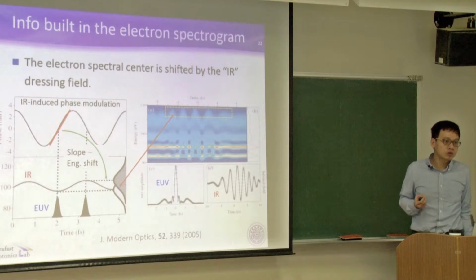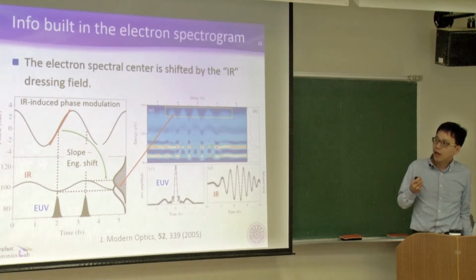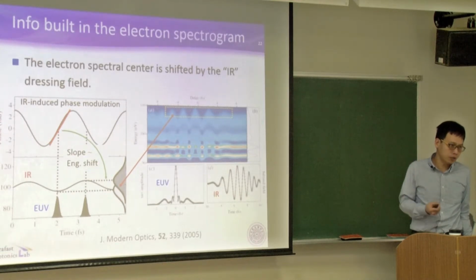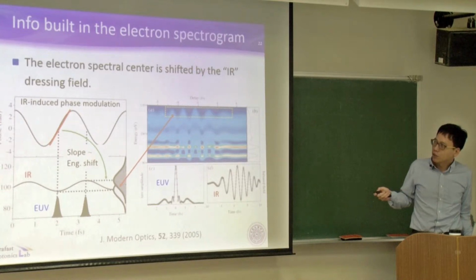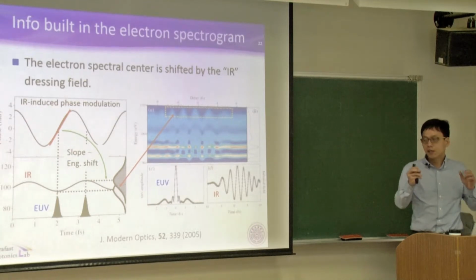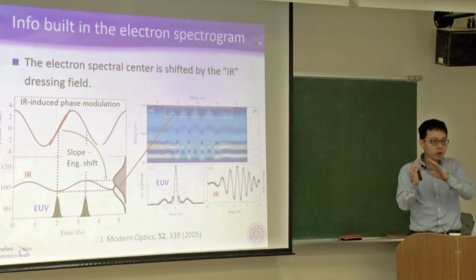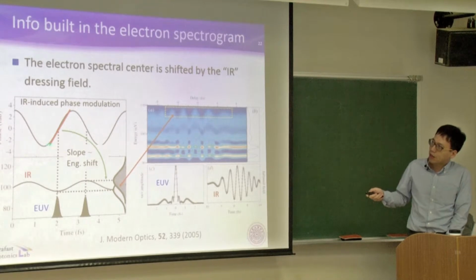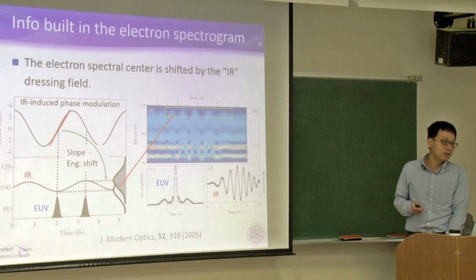Okay, and according to the Fourier transform theory, we know the time derivative of your phase modulation in the time domain means a frequency shift in the frequency domain, right? So it means this EUV spectrum will be shifted because of the infrared driving field. Without the infrared, the EUV electron spectrum might be here. But because of infrared, it can be shifted to the lower or higher frequency components, depending on the sign of the slope. Okay, positive slope or negative slope, the electron spectrum will be shifted downward or upward differently.